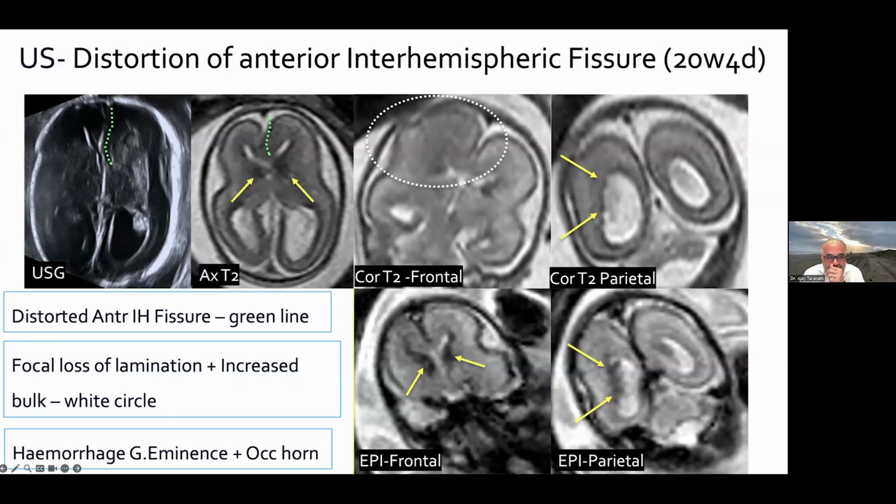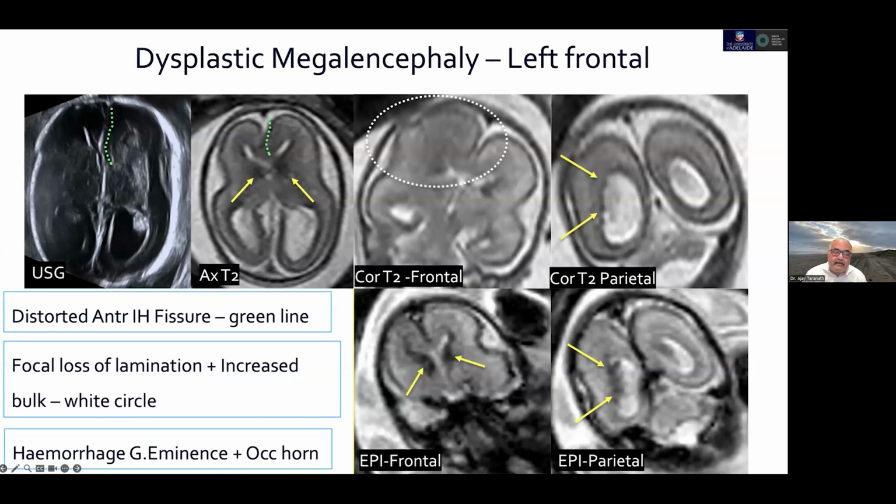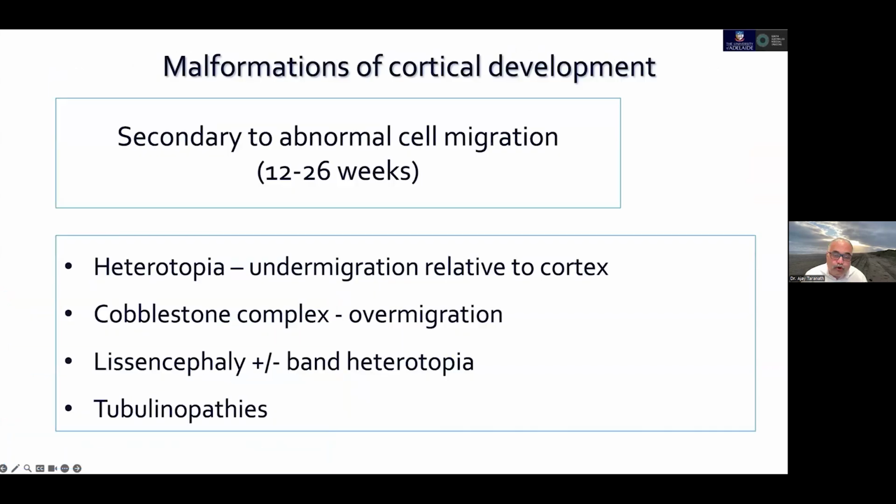Now that brings me to the next category, which is malformations of cortical development due to abnormal cell migration. Now this can be further classified into heterotopia, which is under migration relative to the cortex, cobblestone complex, which is over migration relative to the cortex, lissencephaly plus or minus band heterotopia, an entity that I have not seen so far, and therefore I'm not going to edit. And then tubulinopathy have been included in this category. So that brings me to a little bit of embryology.